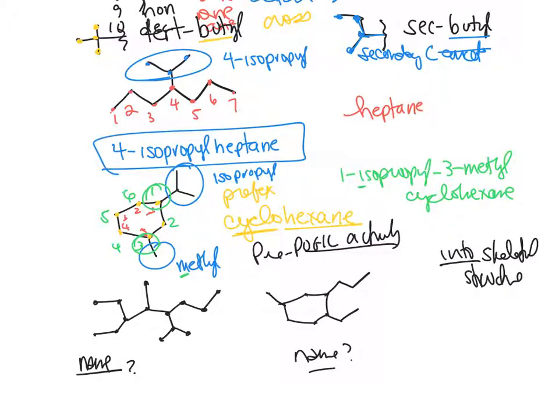So let me give you the name. I want you to draw 3,4 dash dimethyl hexane.